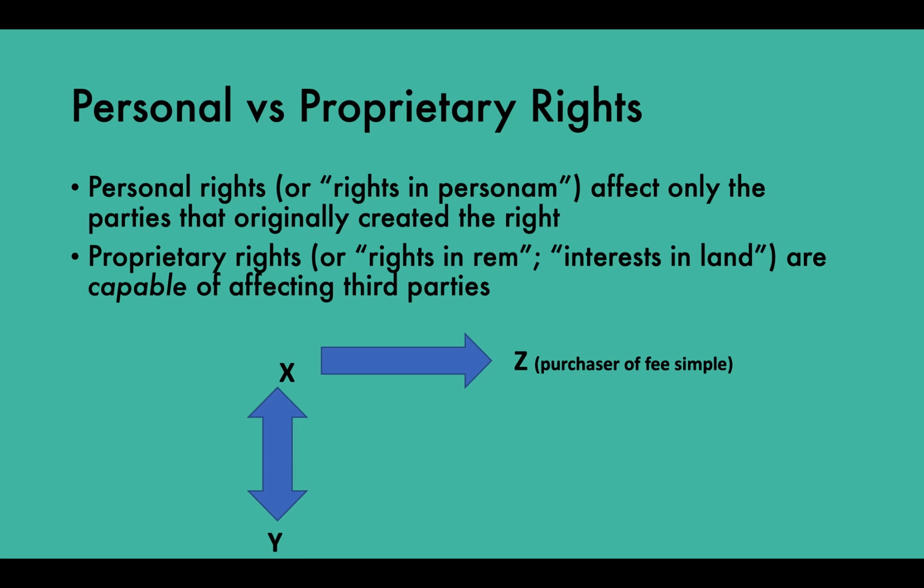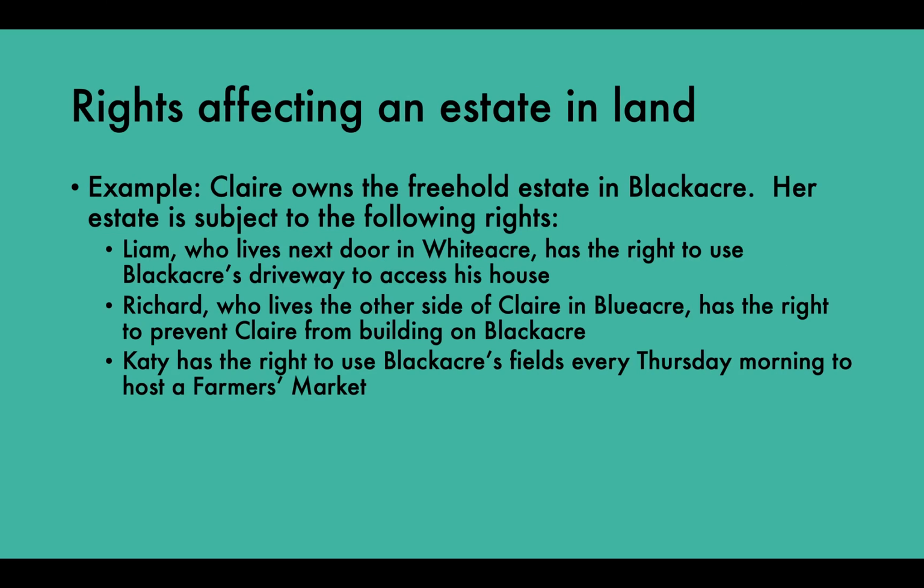Okay, so it is possible to have even smaller rights over land than the freehold and the leasehold, and they will affect the freehold or leasehold ownership and the way in which that land can be used or controlled. So these are different rights affecting an estate in the land itself. So for example, let's say that we have Claire, who owns the freehold estate in Blackacre.